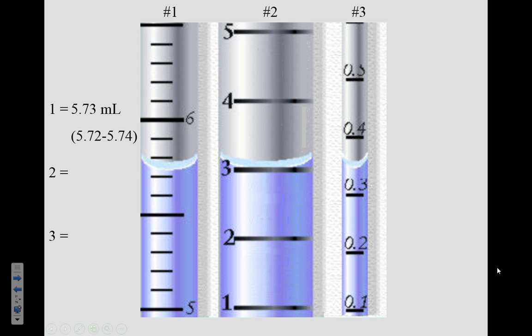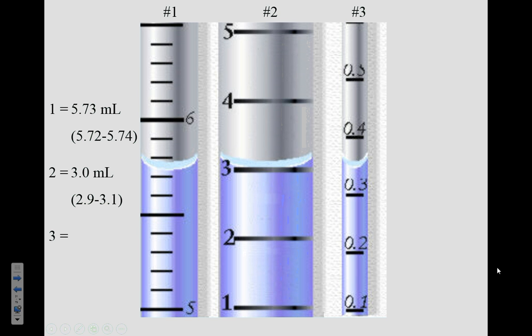Now go to the second one. The second one, the smallest division is nearest 1, so we can estimate to tenths. Right on the 3, so that means I'm certain it's a 3, and I'm guessing it has 0 tenths, so 3.0 milliliters. Now you might have thought, although this close you probably wouldn't have, that it could have been a 2.9 or maybe a 3.1. In the real world, it's a little bit trickier than what you see here. So those would all be valid measurements because they went to the tenths as well.